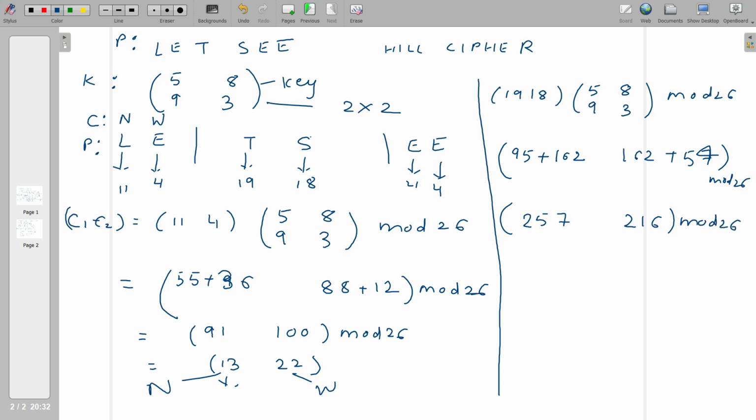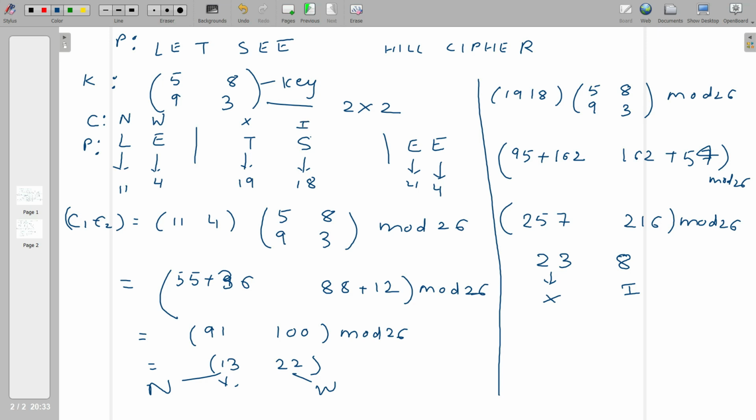When we divide 257 by 26, the remainder is 23, and when we divide 206 by 26, the remainder is 24. So 23 is for X, and 24 is for Y. So T and S is encrypted as XY.